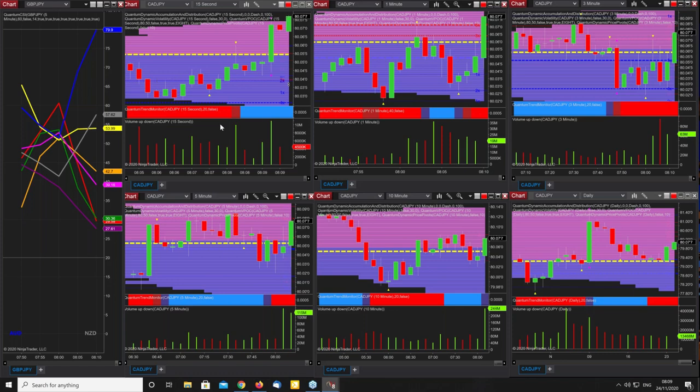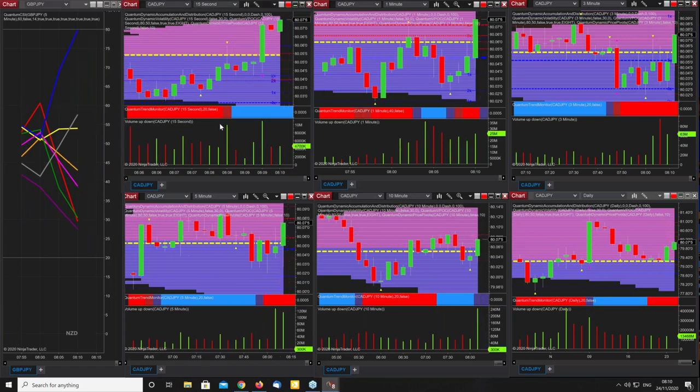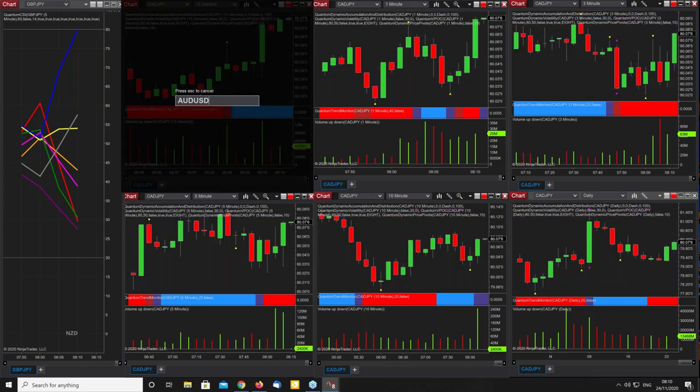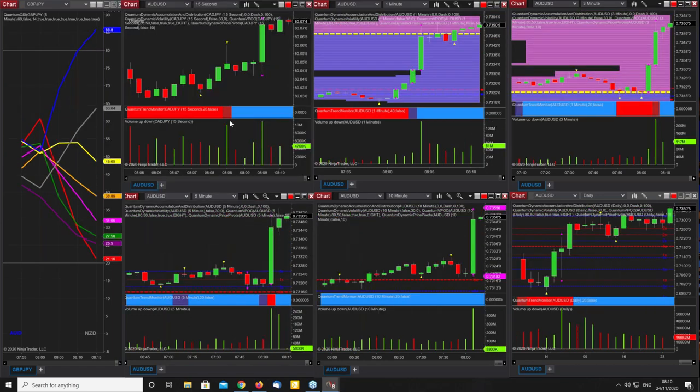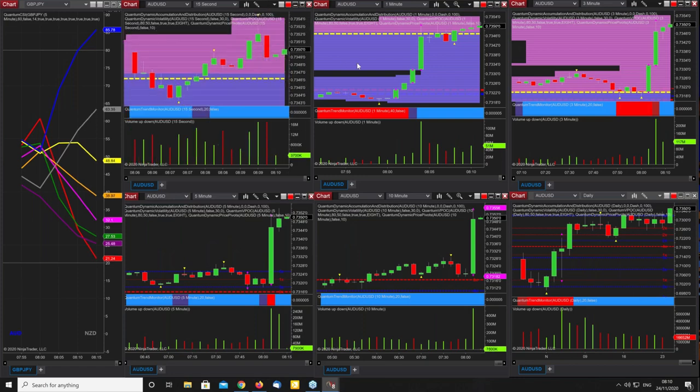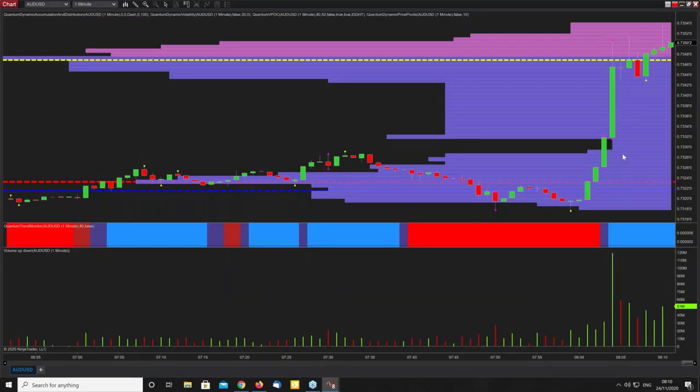Let's just flick, this is on CAD yen, but let's change this over to Aussie dollar. Now we're on the Aussie dollar, moving strongly. Let's just click those open. There we go. We had the volatility here. Let's go to the 1 minute. Volatility trigger. This is the London Open, so it's 8 o'clock our time. We're now 8:10, so we're 10 minutes in.